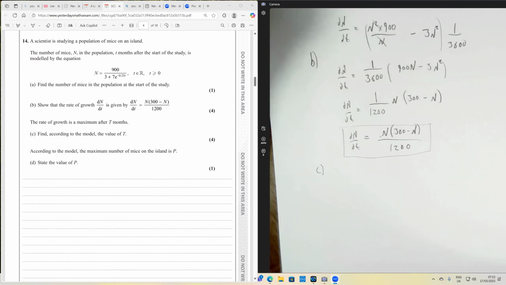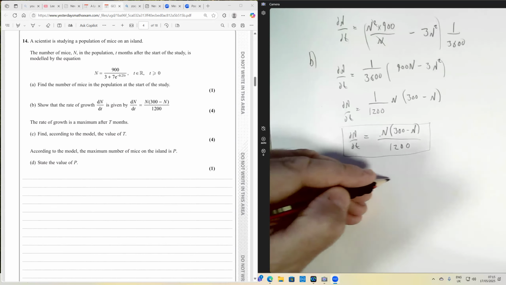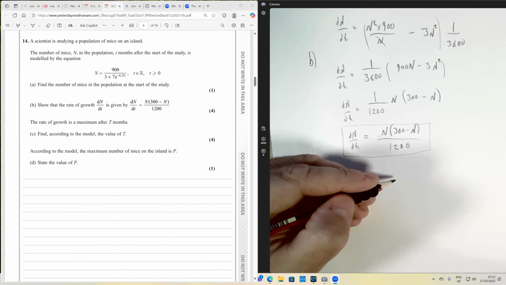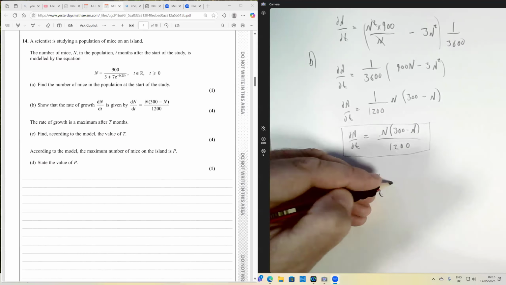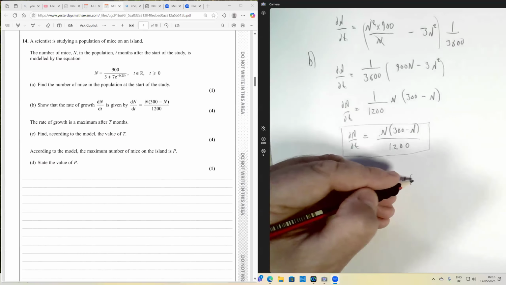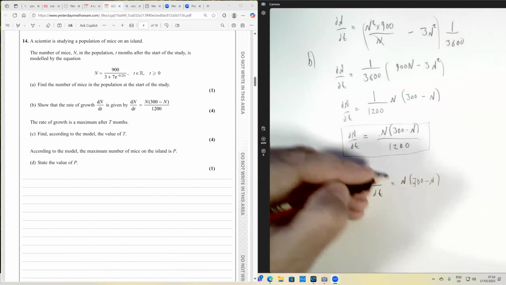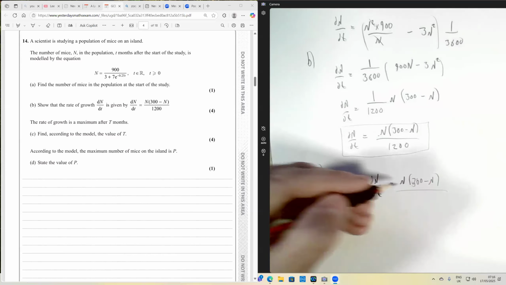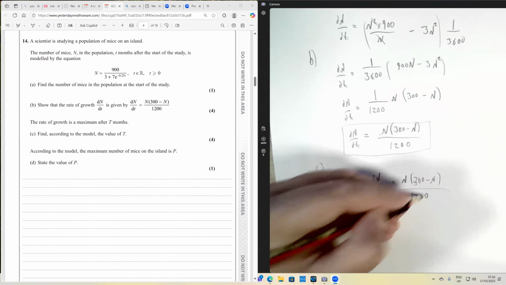What does it say now? It says the rate of growth is a maximum after t months. Find, according to the model, the value of t. So let's think about this. When we've got a fraction, it's the numerator that's going to be telling us what's going on in terms of the maximum. So we're particularly interested in this n times 300 minus n. That is what we're particularly interested in.